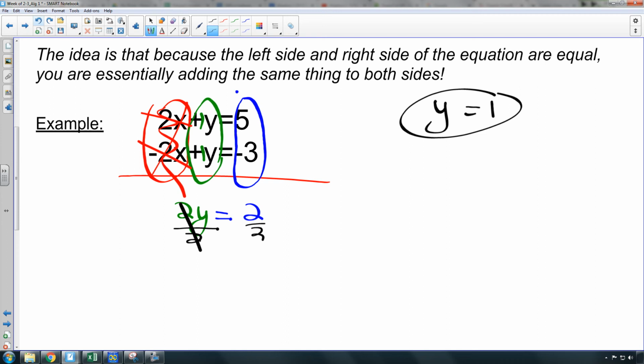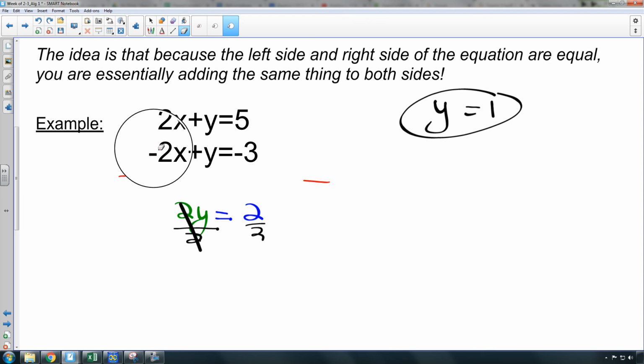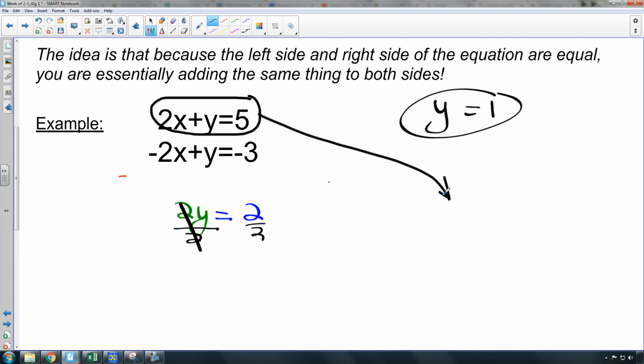So I'm going to now erase all of those colors that I put up there, and I'm just going to pick an equation. I don't care which one you pick, but I'm going to use the top equation. I'm going to put it down here, and I'm going to use 1 for y. So I have 2x plus y equals 5. I left a blank there for y because y is in fact 1.